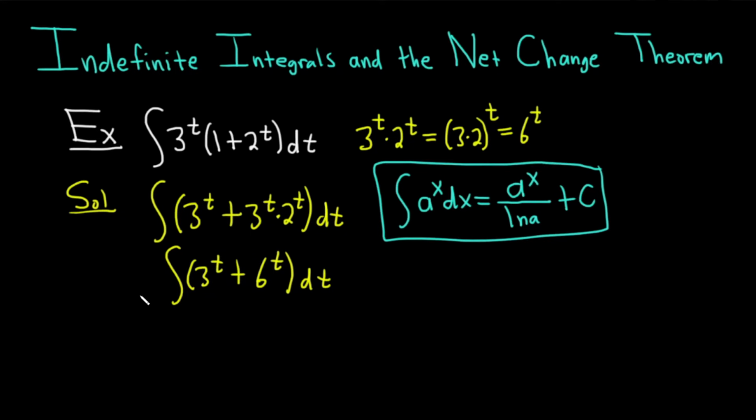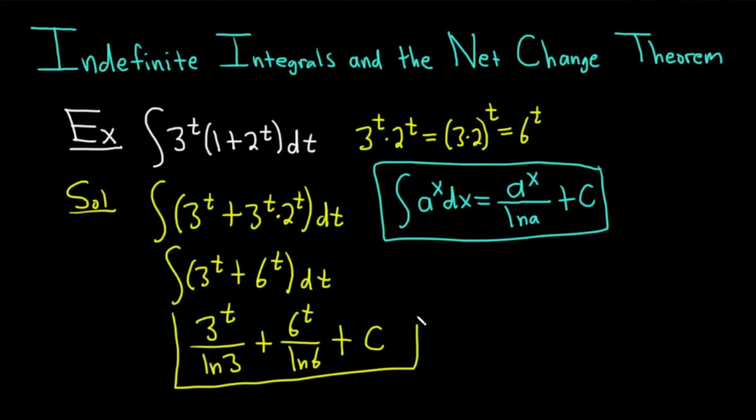So now we just apply this formula to our integral here. So the integral of 3 to the t is going to be 3 to the t over ln 3. And then we have plus, this will be 6 to the t over ln 6. Plus our constant of integration, capital C. The final answer will be 3 to the t over ln 3 plus 6 to the t over ln 6 plus C.